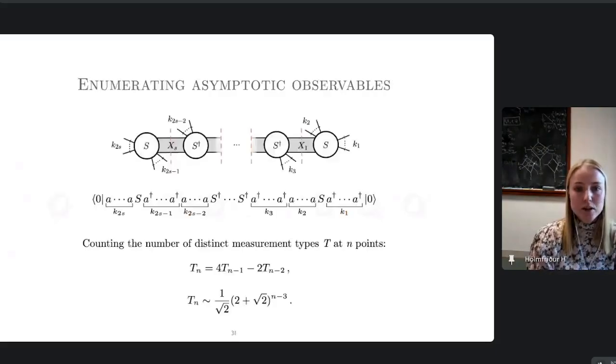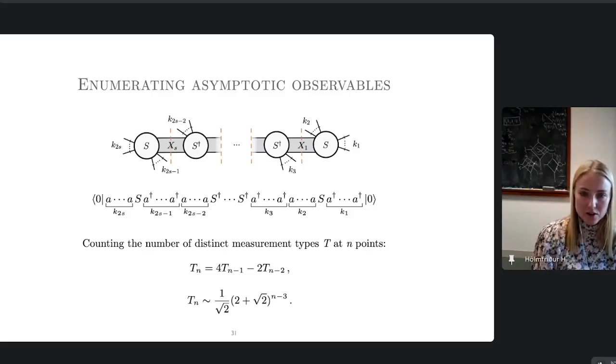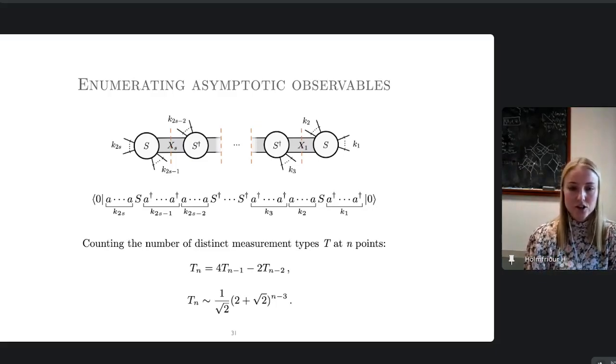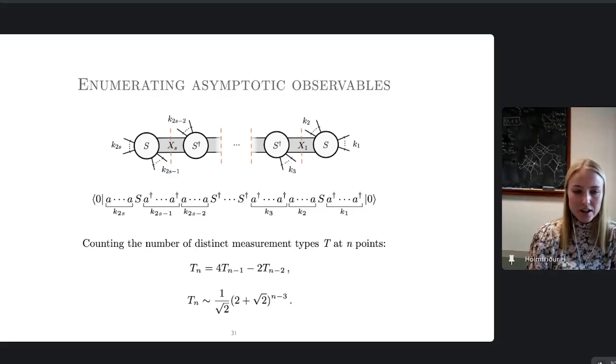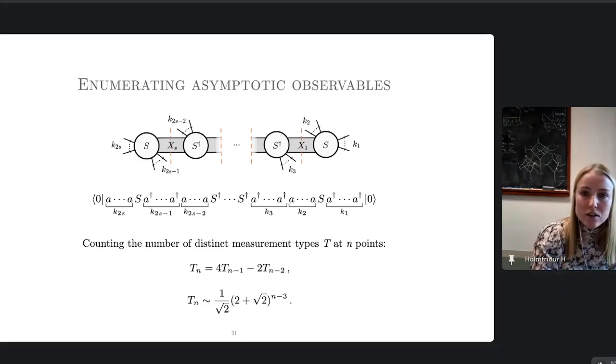And in general, we can just write down at n points basically any string of S's and S daggers with some particles coming in and some particles coming out. And we can just count how many distinct measurements there are at n points. We can see that it grows exponentially, like 2 plus root 2 to the power of n, roughly at large n. So it actually turns out that scattering amplitudes are a very small fraction of the total number of observables at n points. But now you might ask, why am I writing this down?